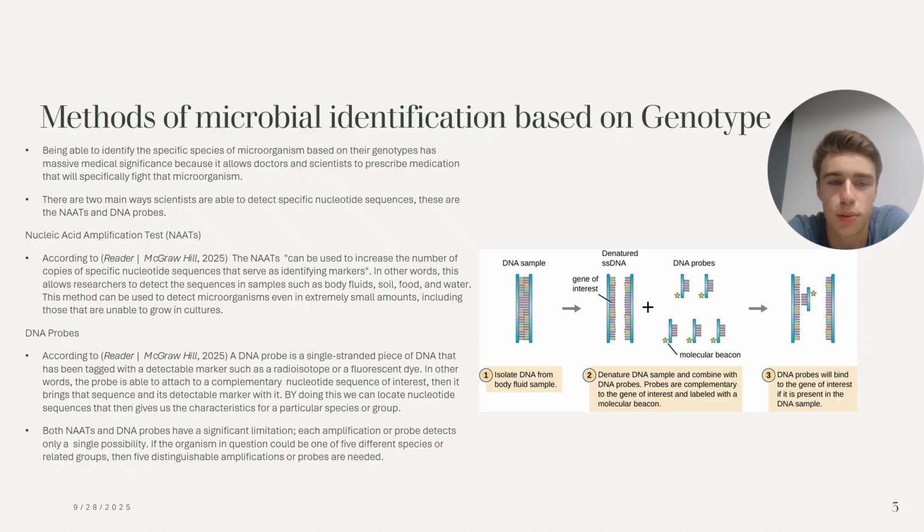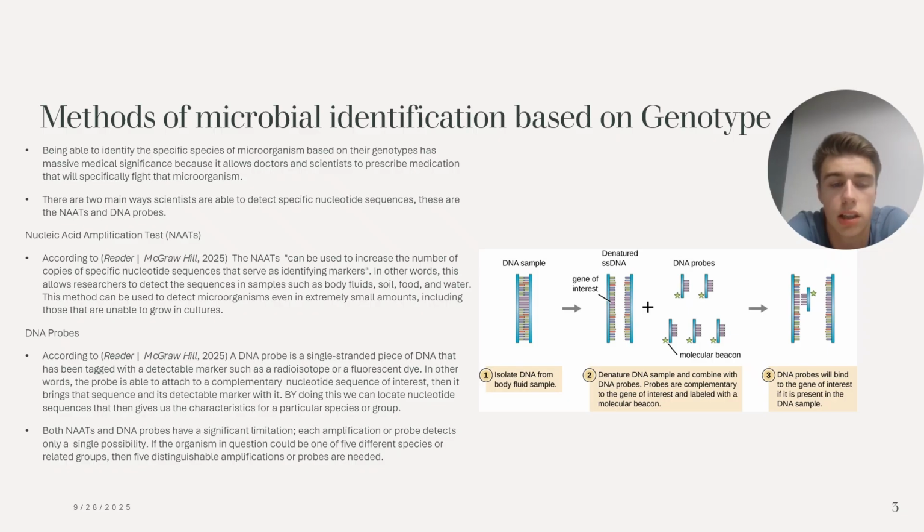Hi, I'm Maddox Poole. I'm currently doing the slide for methods of microbial identification based on genotype. Being able to identify the specific species of a microorganism based on its genotype has a massive medical significance because it allows doctors and scientists to prescribe medication that will specifically fight that microorganism. There are two main ways scientists are able to detect specific nucleotide sequences. These are through a nucleic acid amplification test and DNA probes.